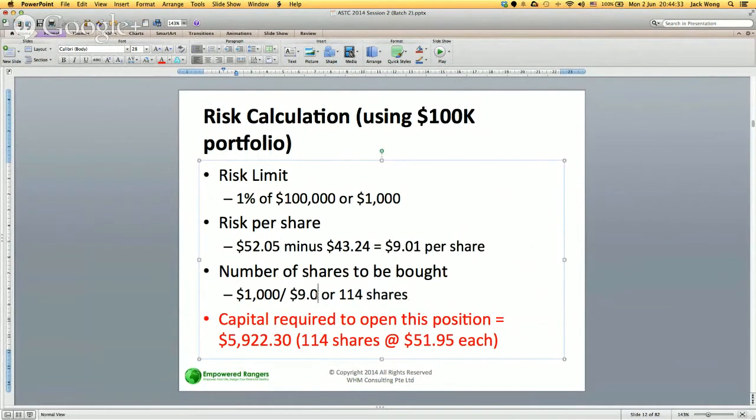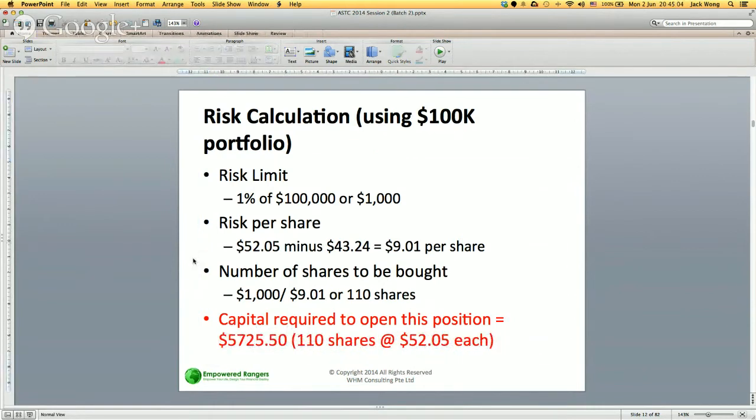But you see, if I have $1,000 divided by 9.01, I can buy 110 shares. So the position allows me to buy 110 shares. 110 shares at the price of 52.05 will be 5,725.5. Let me just change it on the spot. Sorry about that. Okay, so that is it.